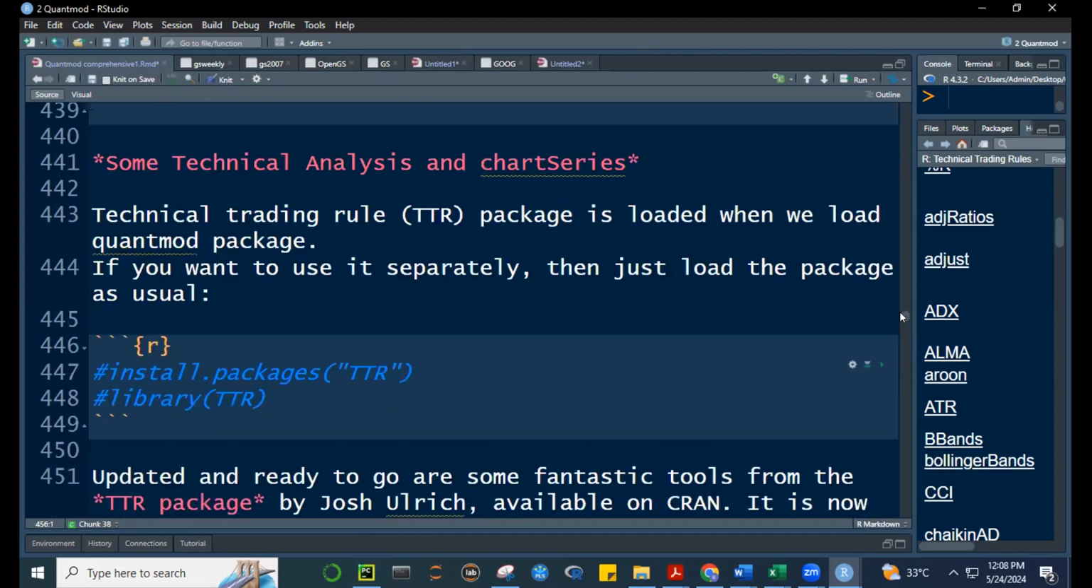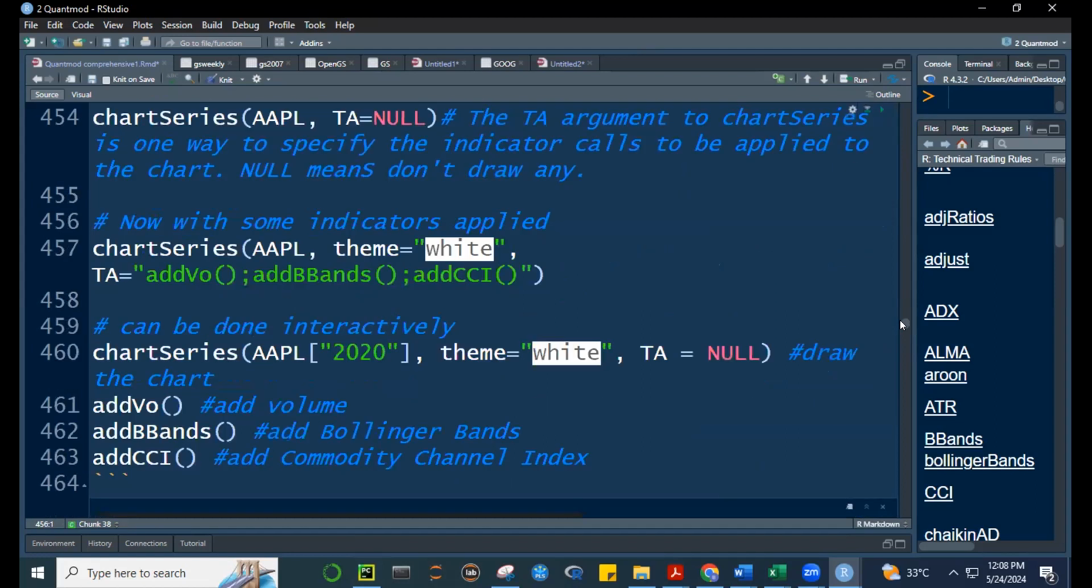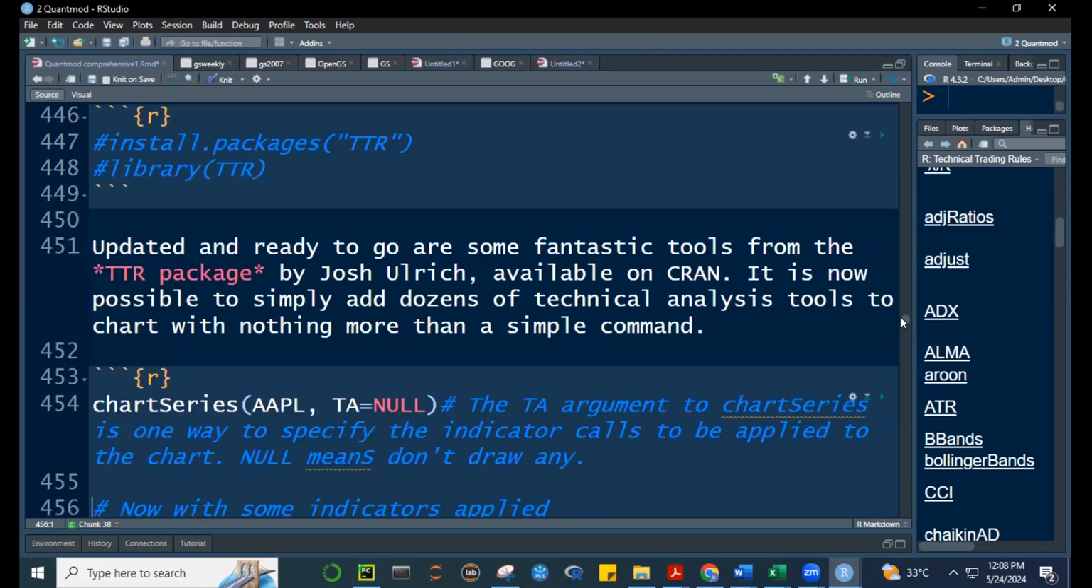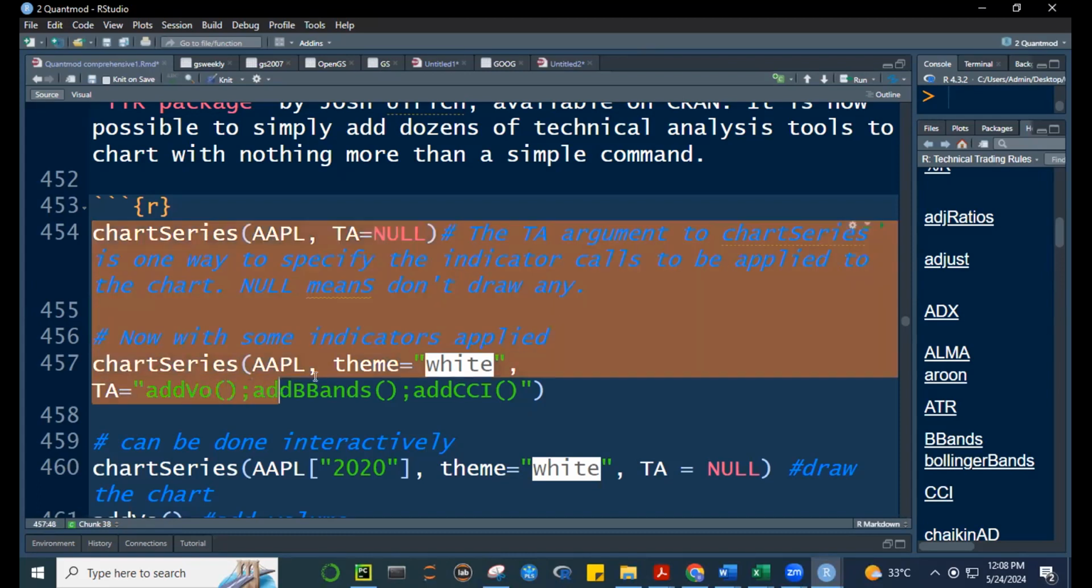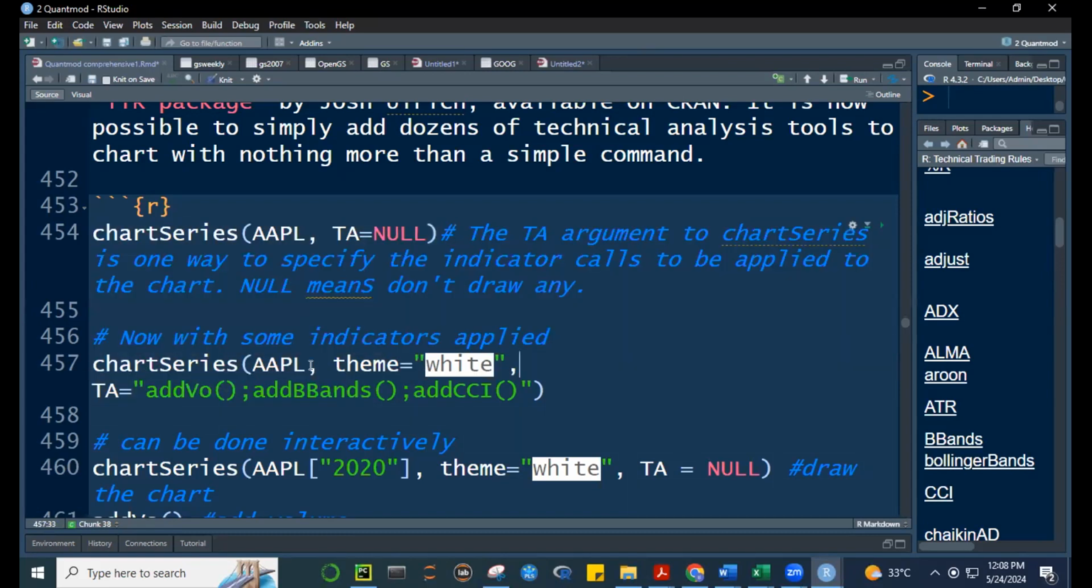Notice, class, when we say TA is equal to null, the volume is also an indicator, so it removes the volume and only shows the candlestick of the prices. Now take a look at this one, class. We can insert this: chartSeries, Apple, theme is equal to white, and then TA is equal to addVolume, addBBands for Bollinger Bands, and addCCI. I want you to run this now and let's see what happens.